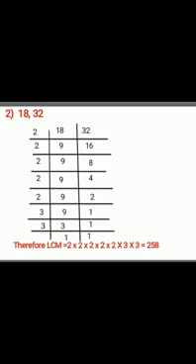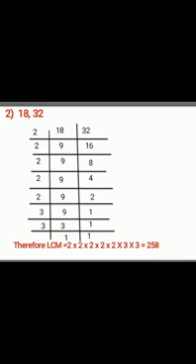Now the third sum. Find the LCM of 18 and 32. So 18 and 32 are divisible by 2. So you write 2 nines are 18, 2 sixteens are 32. Then 9 and 16. 16 is divisible by 2. You will write 9 as it is. So 2 eights are 16. Again 8 is divisible by 2 but 9 is not divisible by 2. So 9 you will write as it is. So you will write 2 fours are 8. Again 4 is divisible by 2, but 9 is not divisible by 2. Again you will write 9 as it is.